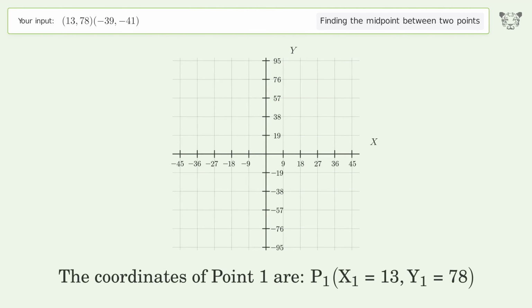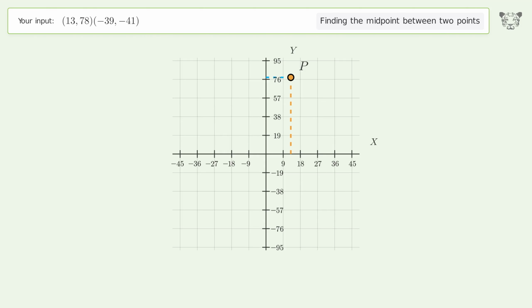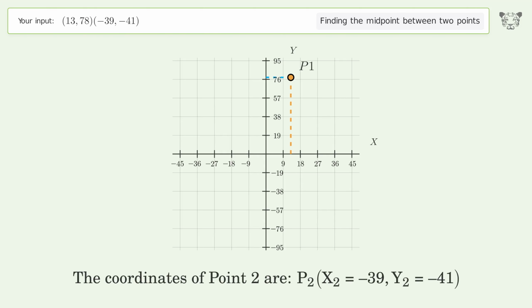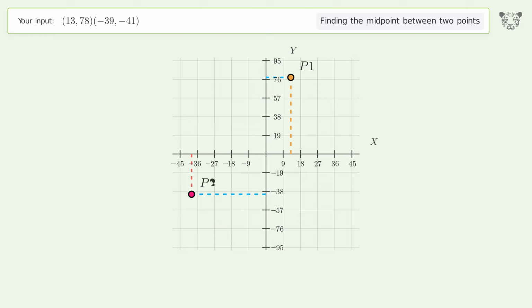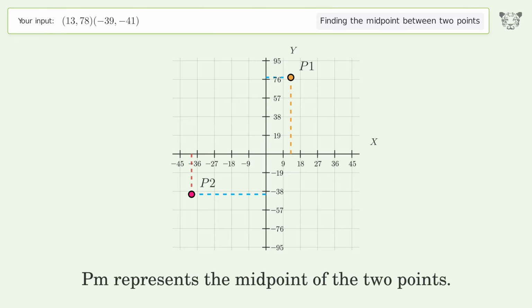The coordinates of point 1 are x1 equals 13, y1 equals 78. The coordinates of point 2 are x2 equals -39, y2 equals -41. PM represents the midpoint of the 2 points.